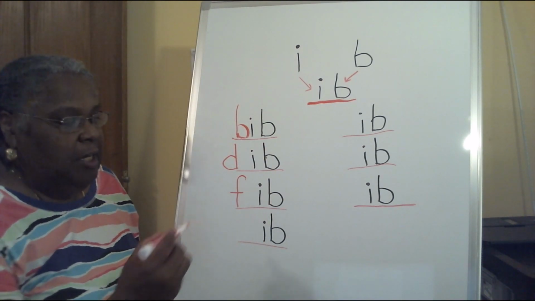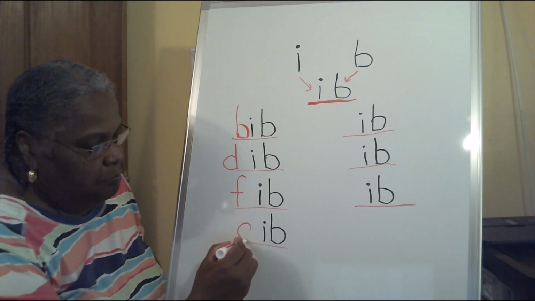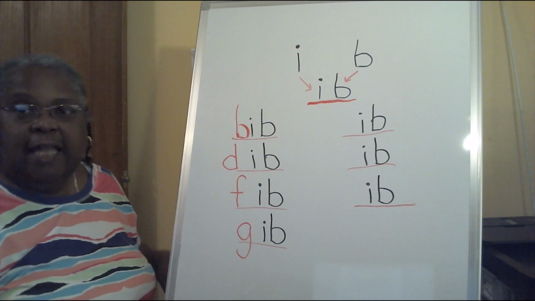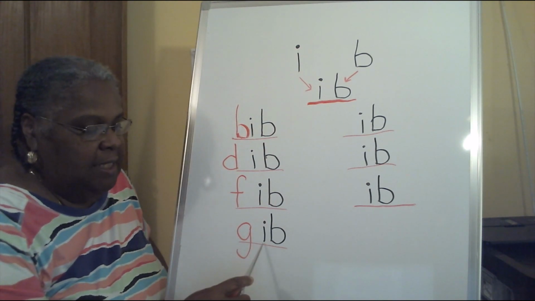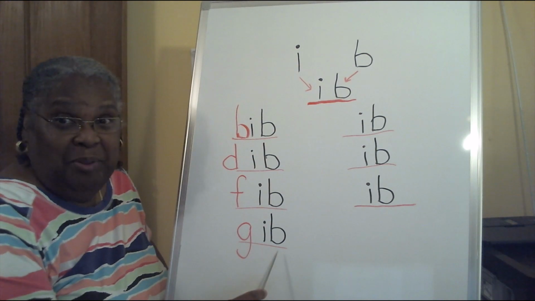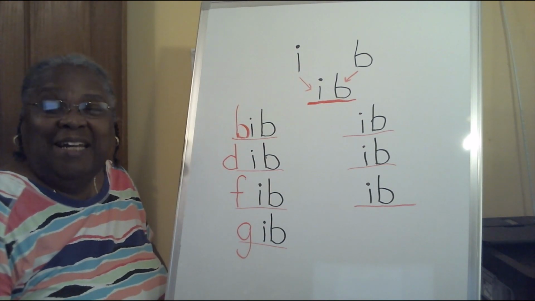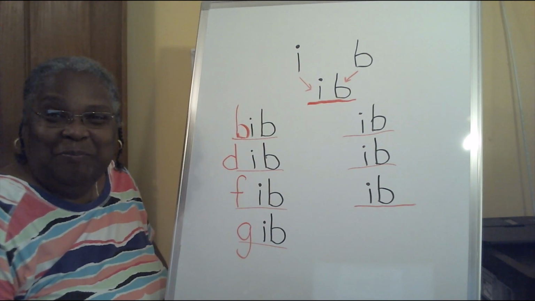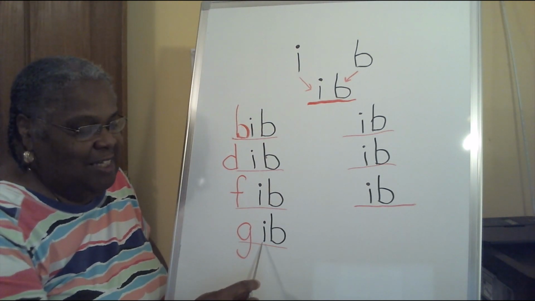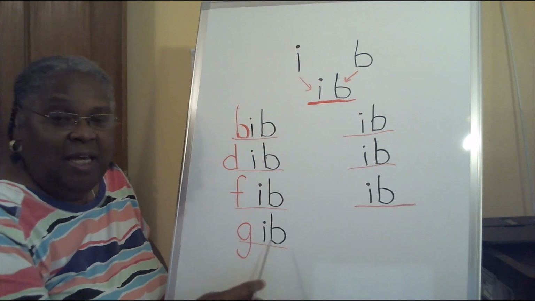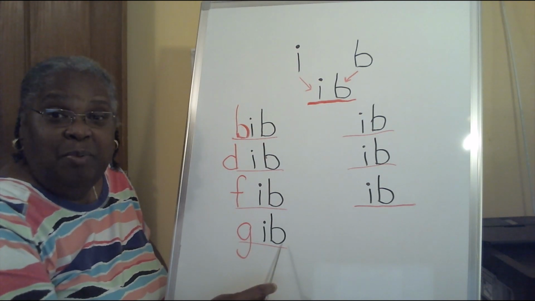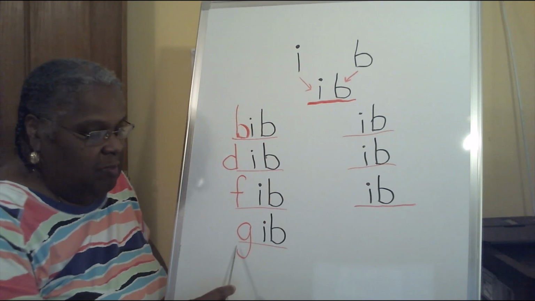When we put the letter G at the beginning of the blend IB, we form the word gib. Let us sound out the word together. Say the G sound, G. Say the sound of the blend, IB. Now say the G sound and the sound of the blend, IB, together smoothly, gib.